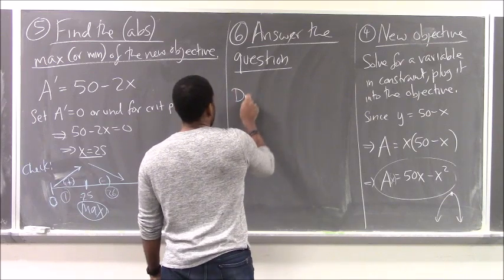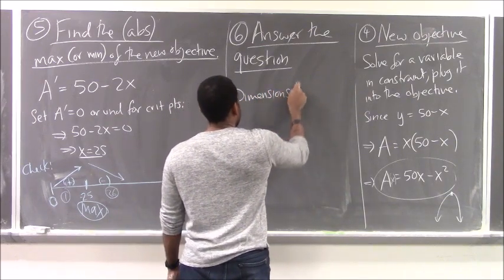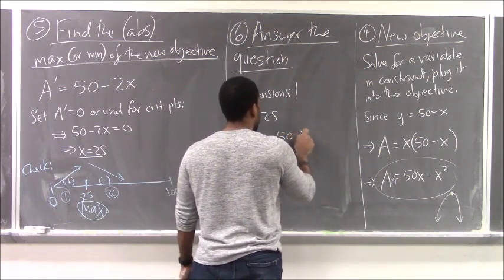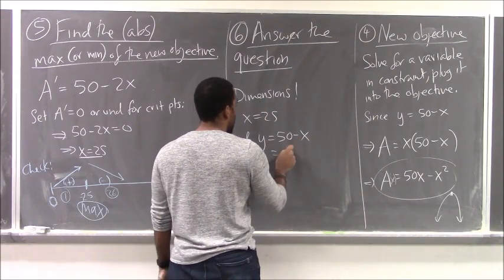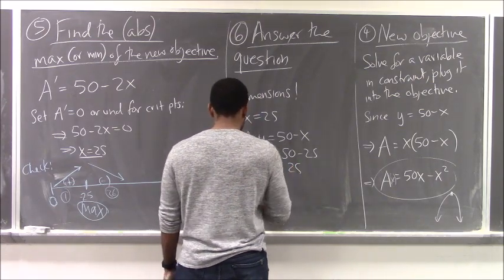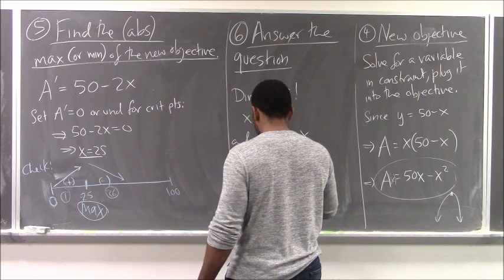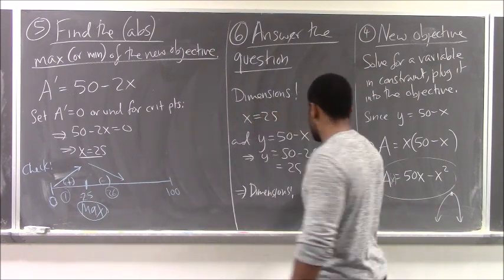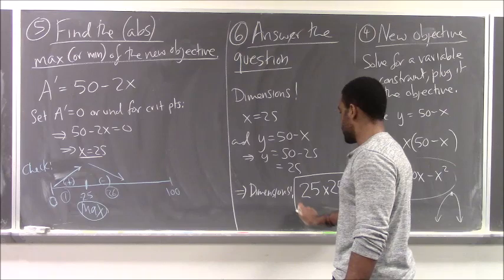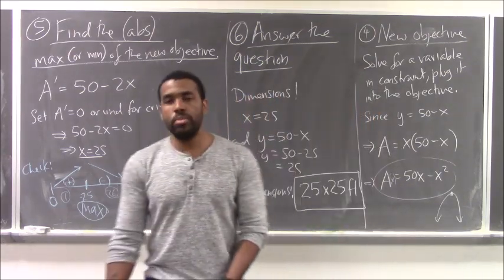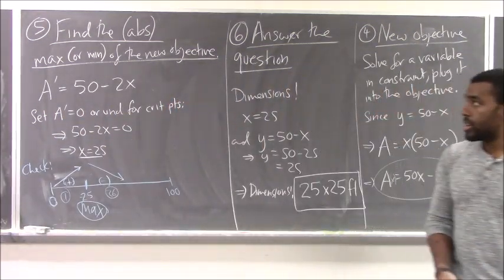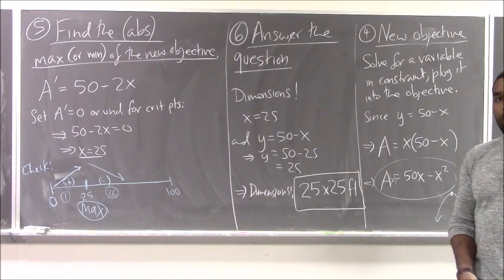So here we want dimensions. So x equals 25, and I know that my y is 50 minus x from here. This means that your y is 50 minus 25, which is 25. This means your dimensions, it's a 25 by 25 foot enclosure. Or you can say x equals 25 and y equals 25, or you could say the length is 25 feet and the width is 25 feet. But either way, you can finally answer the question.